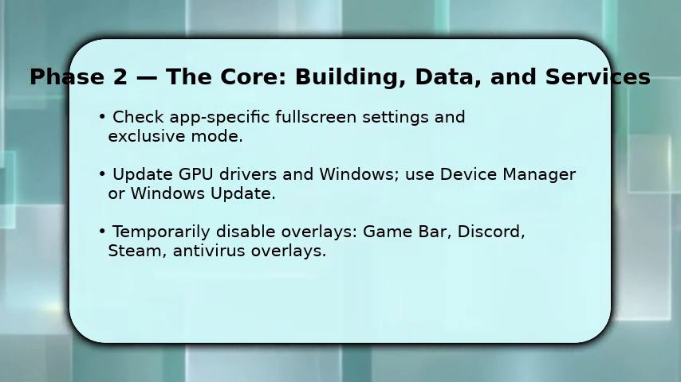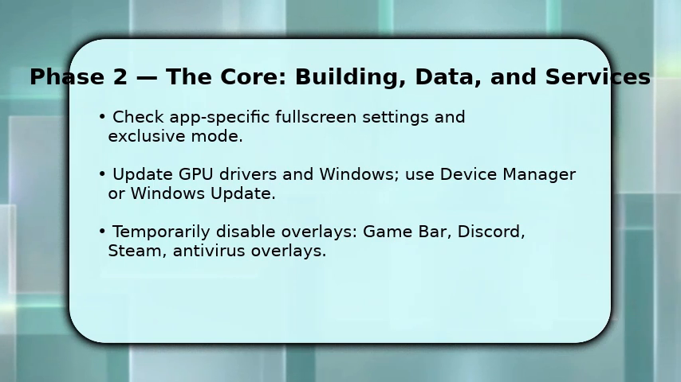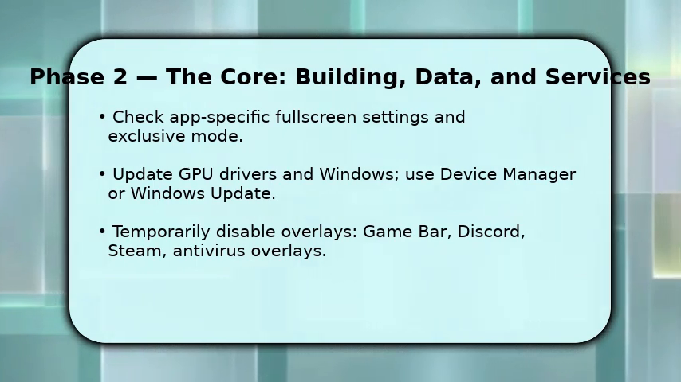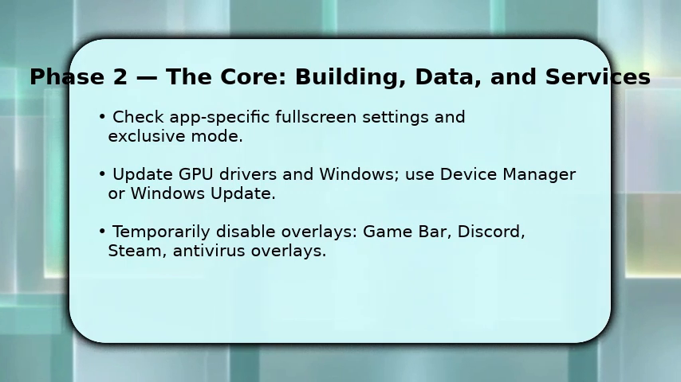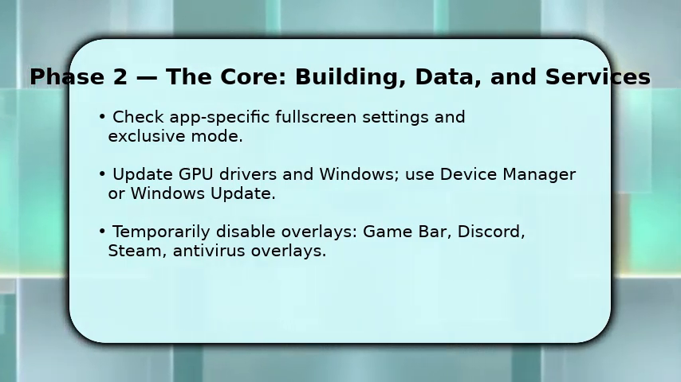Disable any overlays that inject UI into apps, for example Game Bar, Discord, or Steam overlays, because they can force the taskbar visible. Once these are off, reboot and retest to see if the taskbar no longer interrupts full screen.